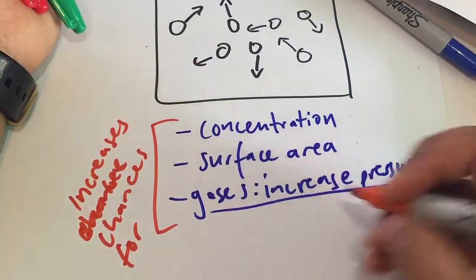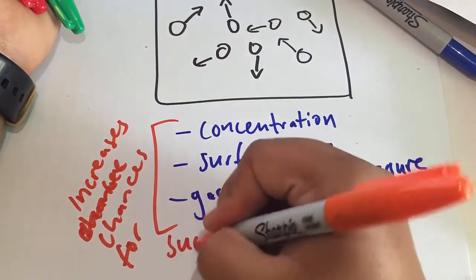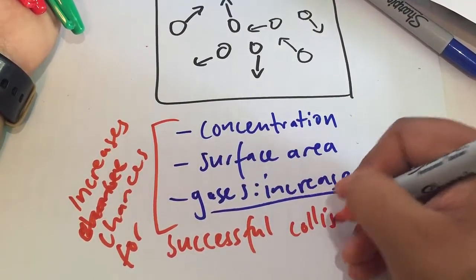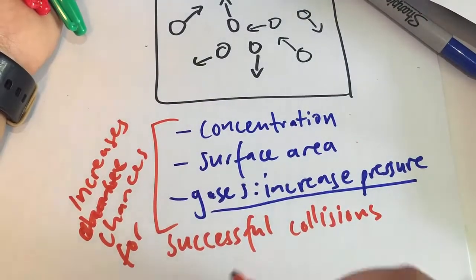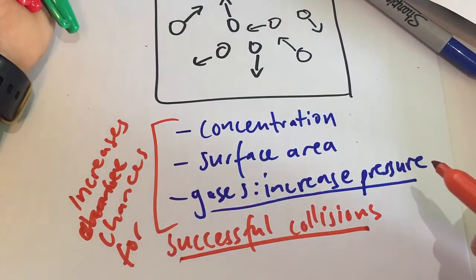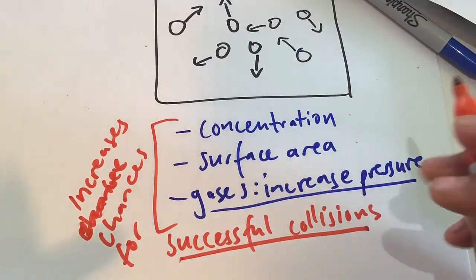And we want to word it as successful collisions. So we're increasing the chances for successful collisions occurring. Because the greater number of successful collisions you've got occurring, the greater chance that this chemical reaction will increase, or the amount of reactions that occur will increase.